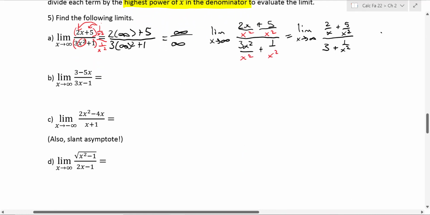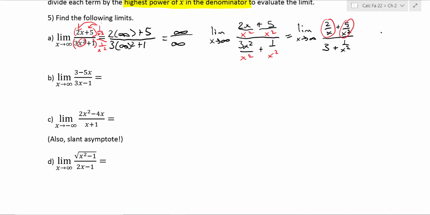So this 2 over x, 5 over x squared, and 1 over x squared are all going to 0. Which is just going to leave us, as we take the limit, with a 0 plus 0 over 3 plus 0, or 0. All right, and again, it confirms what we had from pre-calc, where bigger degree in the denominator, horizontal asymptote y equals 0. And if that horizontal asymptote is y equals 0, then our limit as we approach positive or negative infinity is also 0 for the rationals.